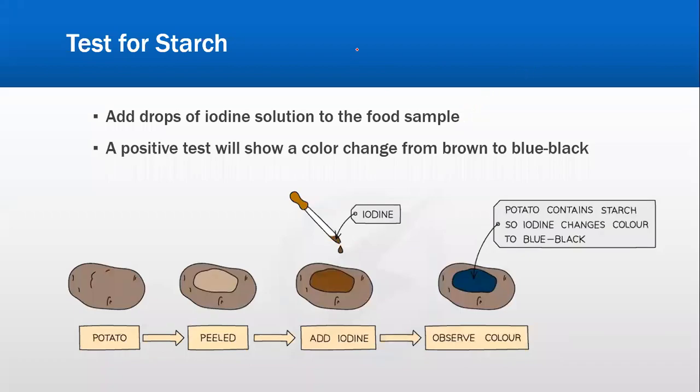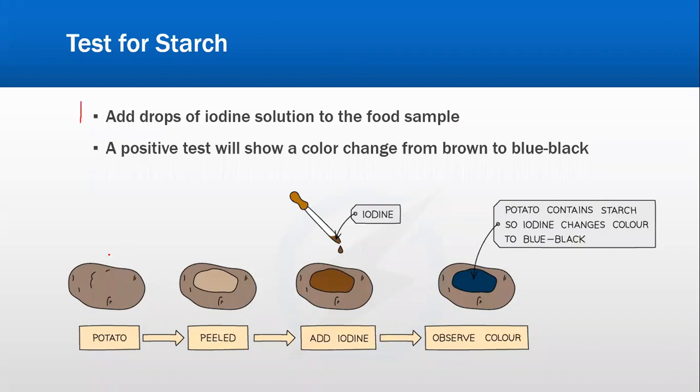Now let's move on to the second food test, which is the test for starch. Now starch is a carbohydrate. हमने देखा था कि polysaccharides में दो types हमने पढ़ी थी, starch in plants and glycogen in animals. अब starch के लिए हम टेस्ट कैसे करेंगे whether starch is present or not. First, we'll add drops of iodine solution.